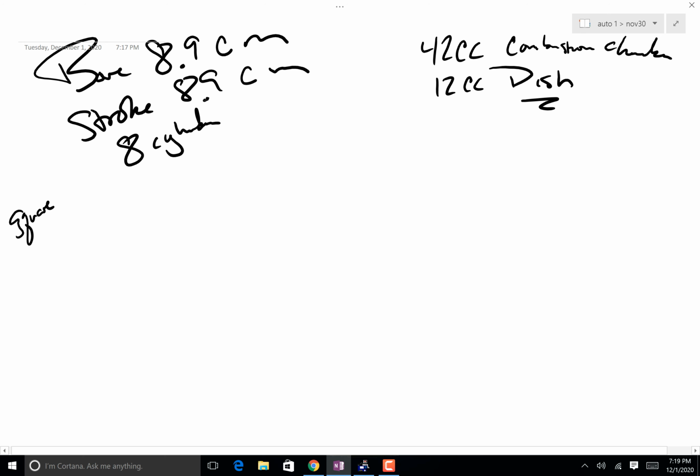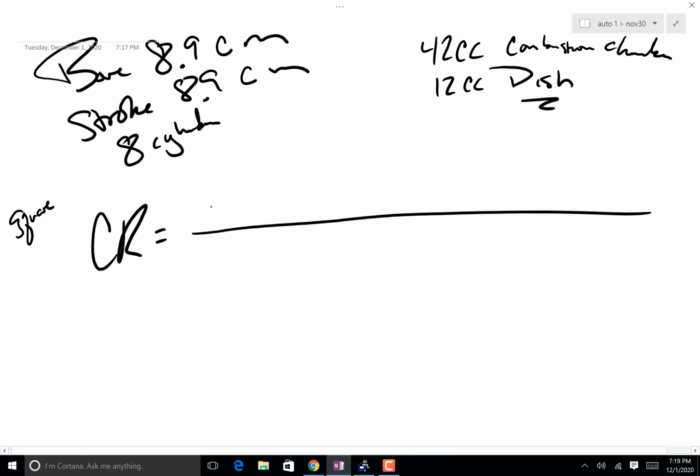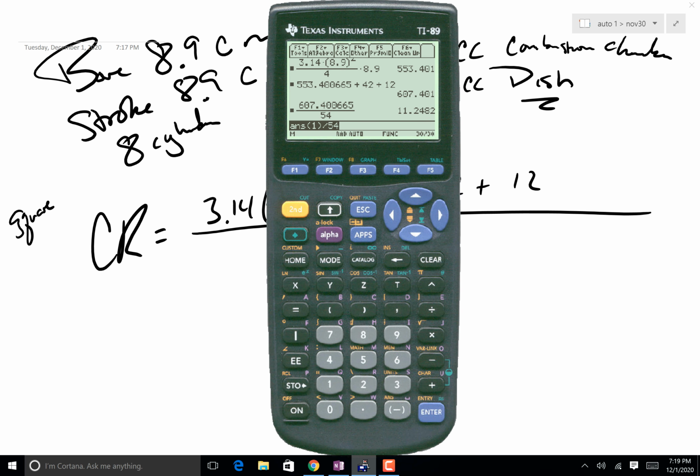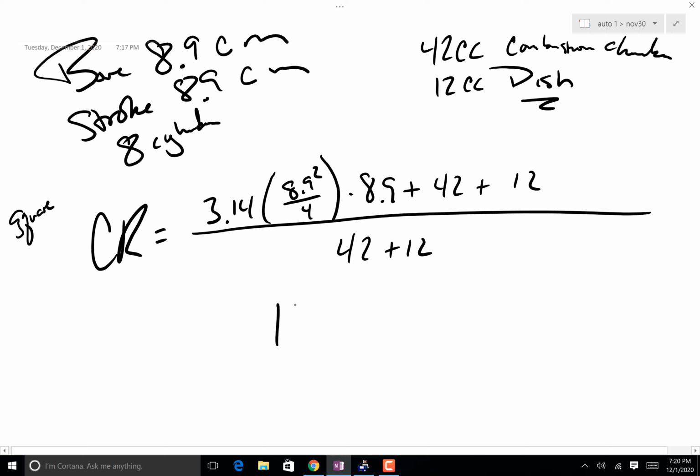Don't be that person. The compression ratio is equal to pi times 8.9 squared over 4 times 8.9. Notice I'm not converting these. They're already in cubic centimeters. And these are in cubic centimeters. Everybody's in cubic centimeters. Let's do it. Oh, I did it. It's right here. Bam. 11.25 to 1.